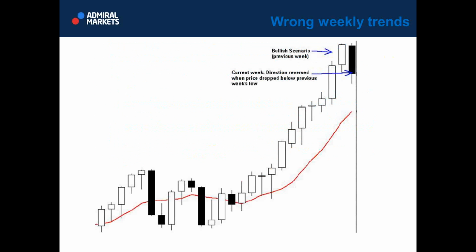Look at this. This is all bullish, bullish, bullish, bullish, bullish. And this week, let's say this is current week, direction was reversed when price dropped below previous week low. So this is the low. But if the price goes 10, 15 pips below it, then we can say that we won't take long trades. So we can start looking for short opportunities. Not exactly short at the right moment, but observe the price action and try to go with the short trend.